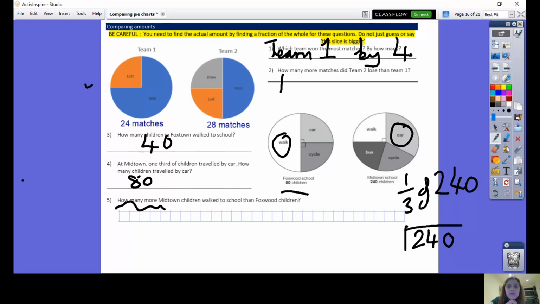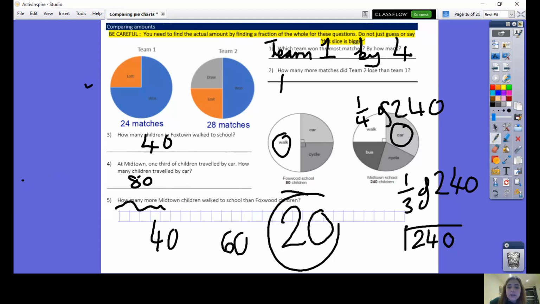Question 5 then, how many more children from Midtown walk to school than Foxton? First work out how many children from Foxton walk to school, that's 1/2 of 80, which is 40. Then how many walk to school from Midtown, that's 1/4 of 240. 1/4 of 240 is 60. 60 take away 40 is 20. Your final answer for this question was 20.